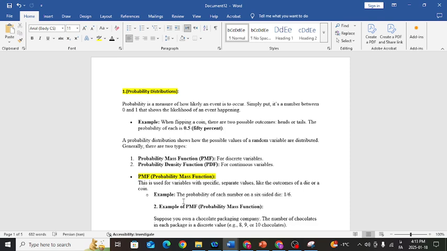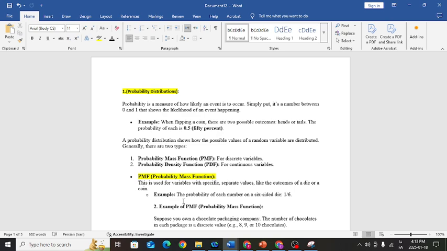And there are two types of probability. Number one is the probability mass function, the brief of this is PMF. For discrete variables, we can use this kind of probability. And number two is the probability density function. The brief of this is PDF. And this kind of probability is used for continuous variables.